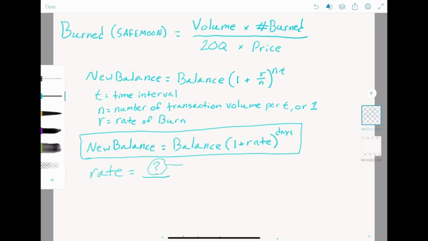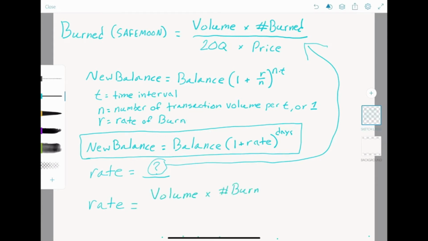Rate will be the rate at which we gain tokens, and this value must be represented as a percentage of our current tokens. This may seem confusing, but we have already solved for this. It is our daily burn equation from earlier. The rate at which we gain new tokens per day is the output of the daily burn equation, divided by the number of tokens in the burn wallet. Okay, from here we get this messy equation that rate is equal to the volume times the number of tokens in the burn wallet, divided by 20 quadrillion times price, and then we have to divide this entire answer by the number of tokens in the burn wallet again.